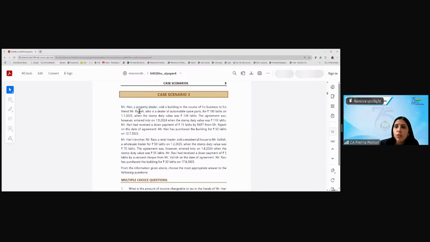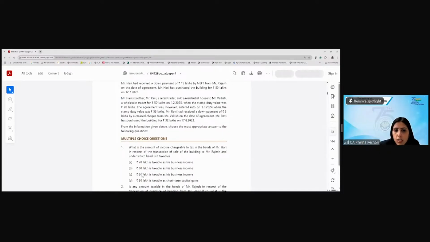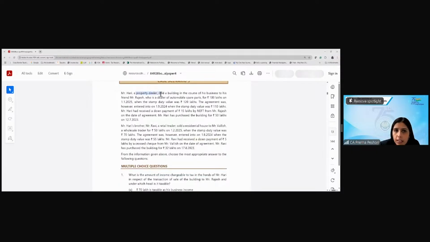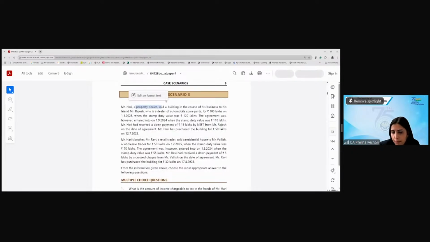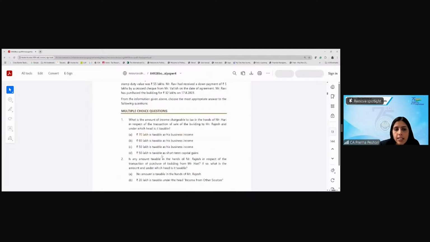Now, for Mr. Hari, 43CA is applicable, and since he is a property dealer, it will be business income. So the answer will be 50 lakh is taxable as his business income. Are we clear? Any question? 50 lakh will be considered as the business income because he's a property dealer and section 43CA will be applicable. The calculation will be the same as 50C only. Clear? Then next is, is any amount taxable in the hands of Mr. Rajesh in respect of the transaction of purchase of building from Mr. Hari? If so, what is the amount and under which head is it taxable?